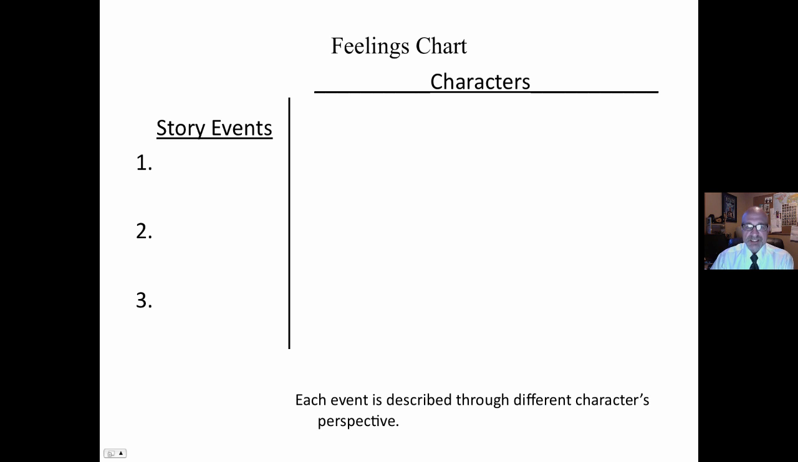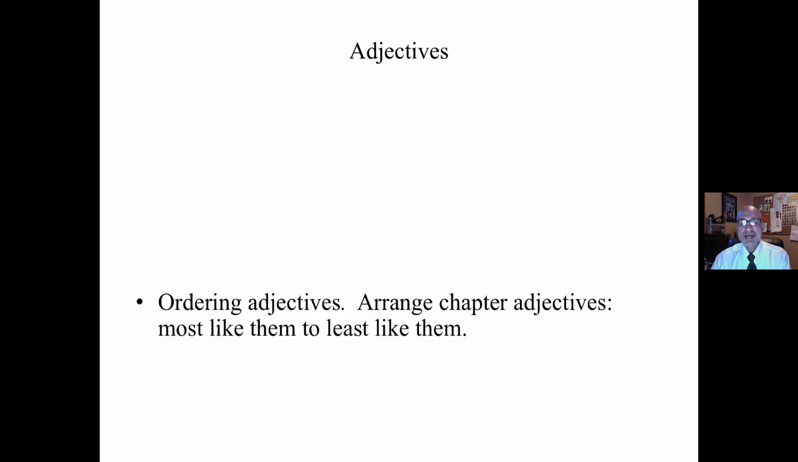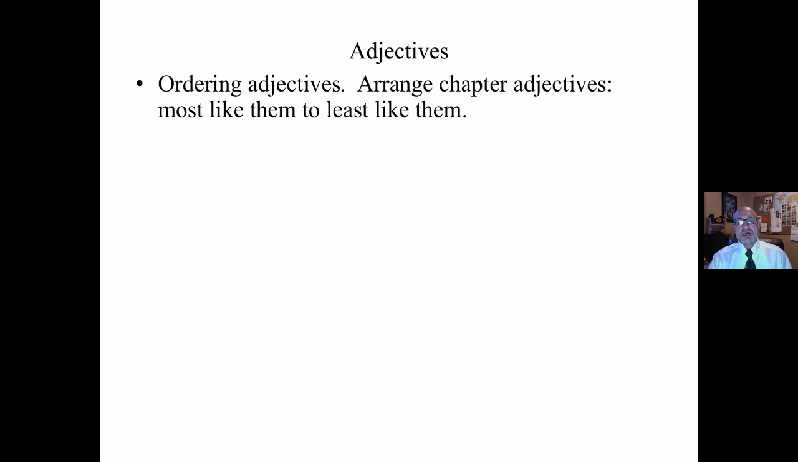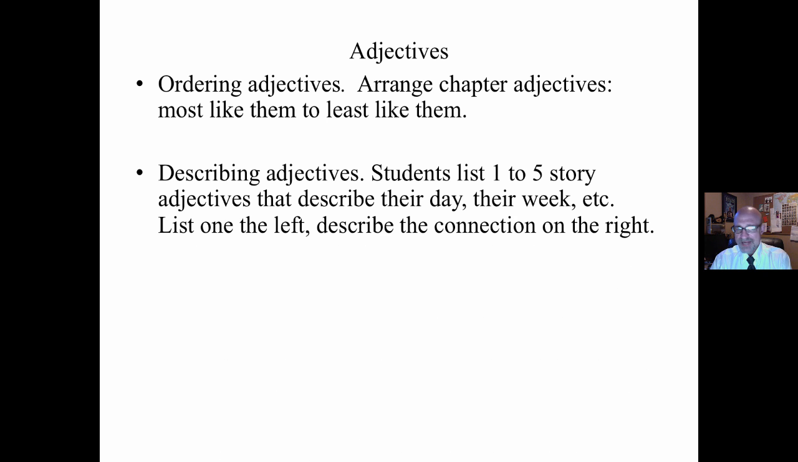Feelings chart. Each event is described through a different character's perspective. Here's the event, and here's the different characters describing their perception or feeling of that event. Adjectives, I like this. Arrange chapter adjectives, most like them to least like them. They would do this in a reading journal or reading log. Describing adjectives, list 1 to 5 story adjectives that describe their day, week. List 1, the left, describe the connection to the right.